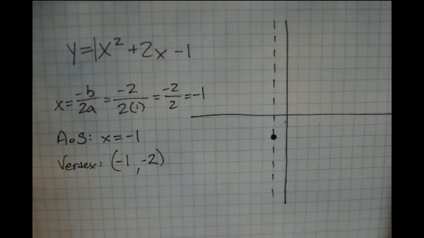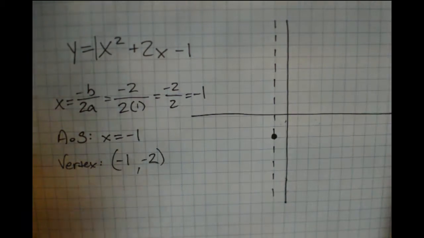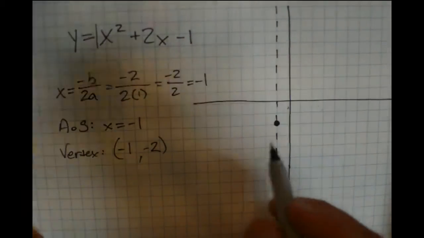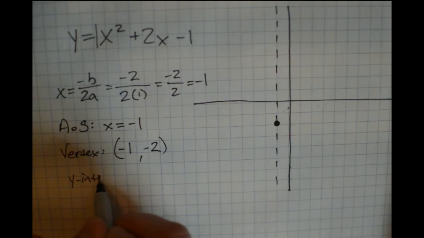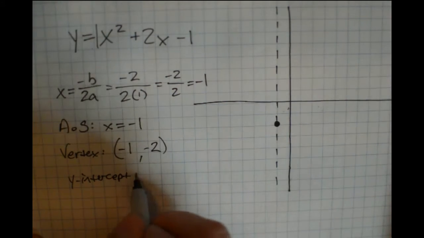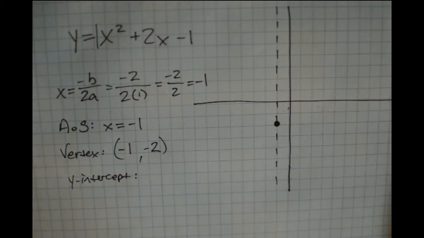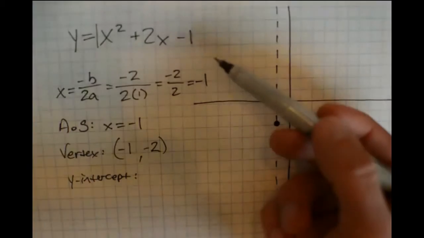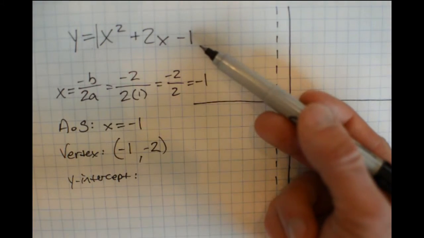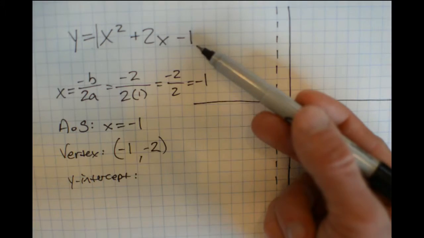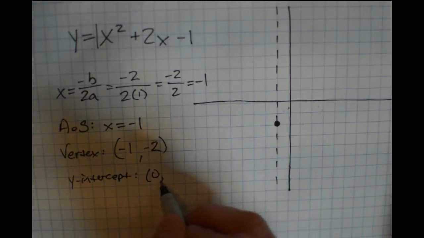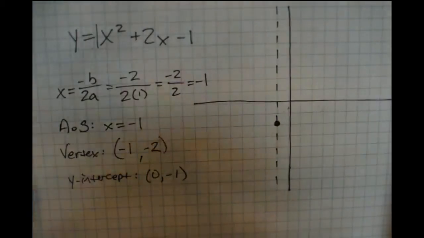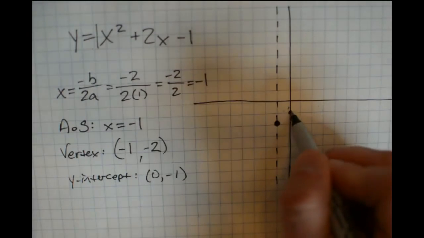The next thing I want to find is the y-intercept. I know that this graph is going to cross the y-axis somewhere, and I want to figure out exactly where that is. Well, fortunately, that is something that is right in our equation. Whatever c is, that is your y-intercept. So our c is minus 1. That means our y-intercept is 0, negative 1. It's going to cross the y-axis at negative 1. So I'm going to go ahead and plot that point.